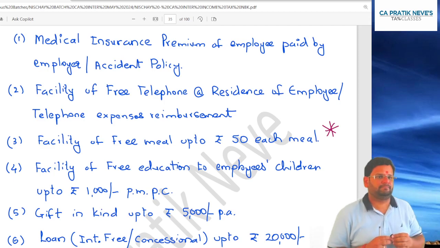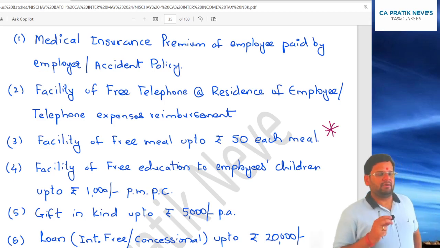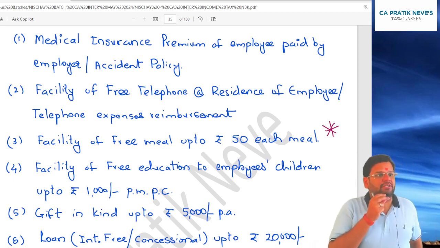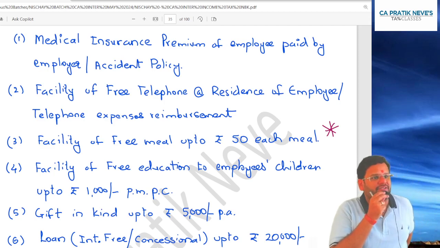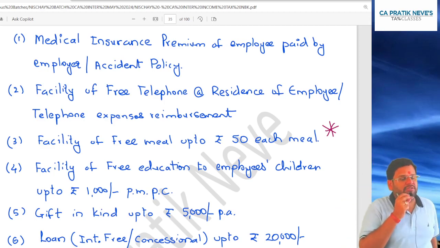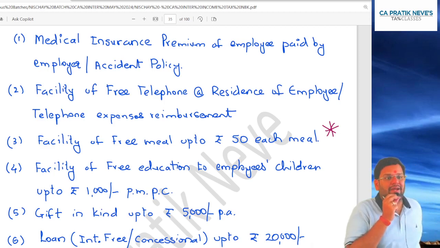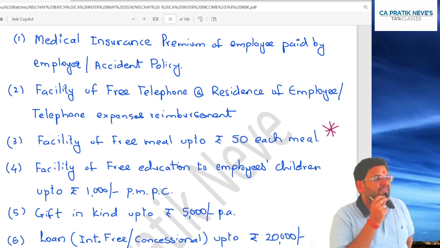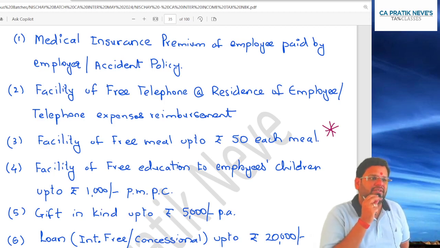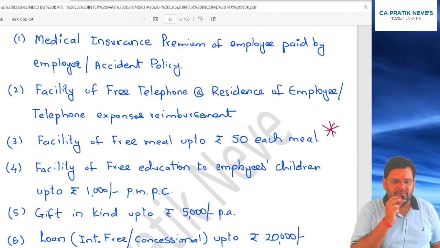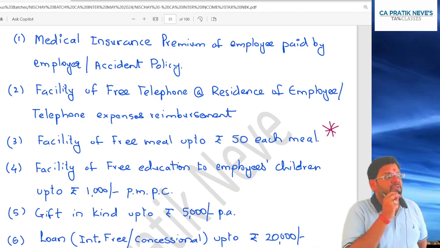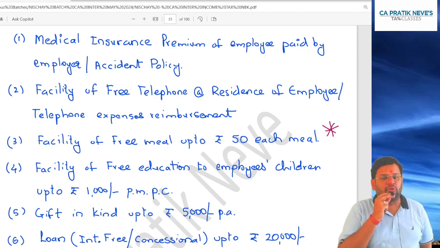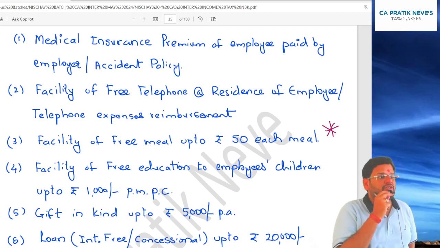Self-explanatory, na? Employer has given you telephone connection or employer has given you mobile connection, tax free. Or you are submitting your bill, mobile bill, telephone bill to the company. Company is reimbursing you that, tax free. Enjoy. Facility of free meal up to rupees 50 each meal.